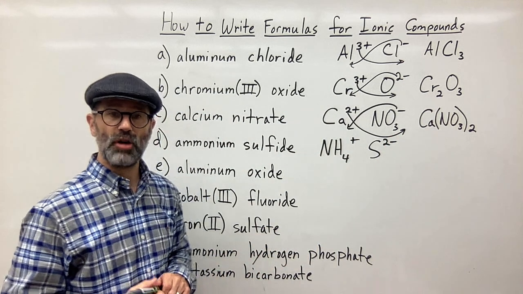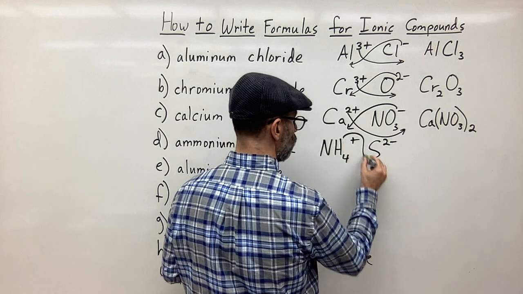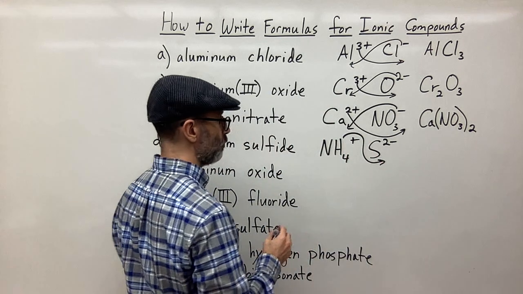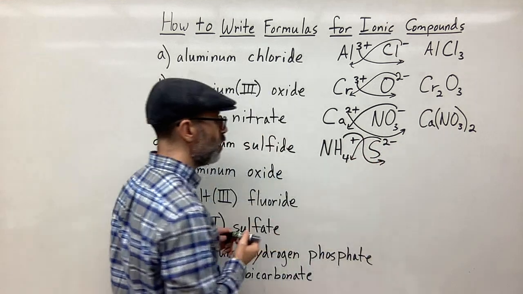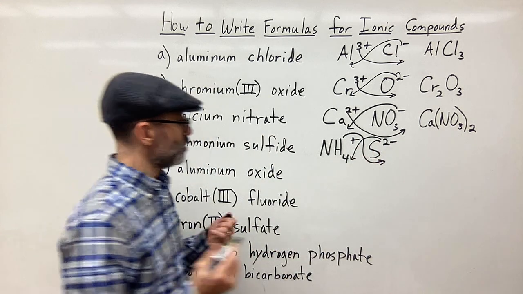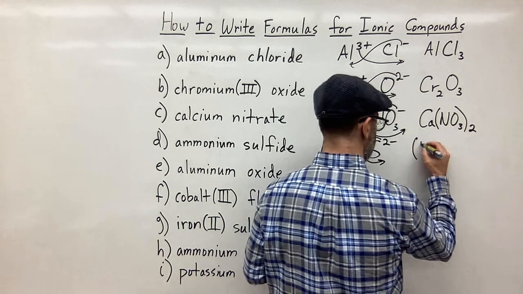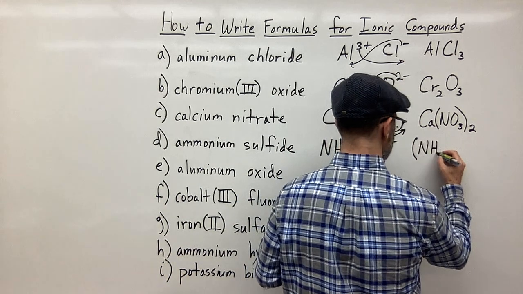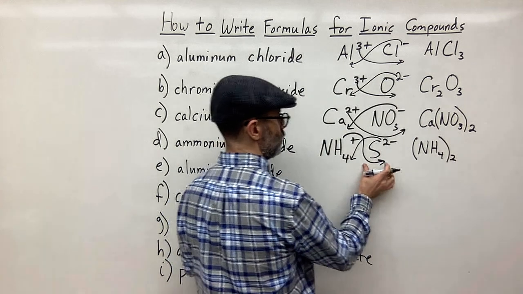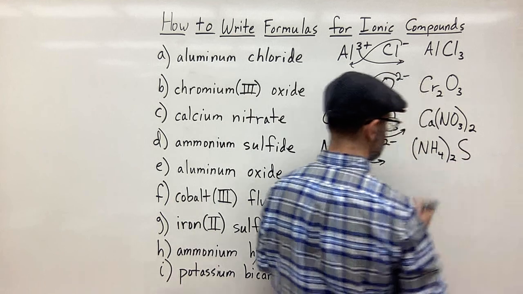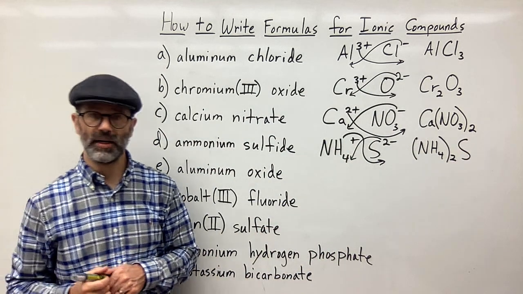Now we do our crisscross method. So the 1 here is going to go down as a subscript for the sulfur. And the 2 is going to be a subscript for the ammonium. So when we write that, we're going to have 2 ammonium, so we need our parentheses. So that's going to be (NH4)2. And then since we only have 1 sulfur, we're just going to write S. So there's the formula for ammonium sulfide.